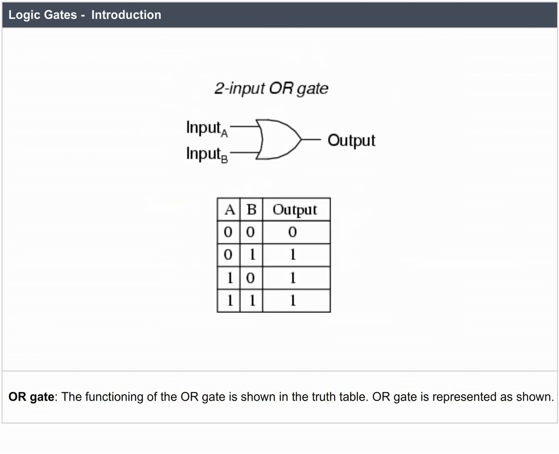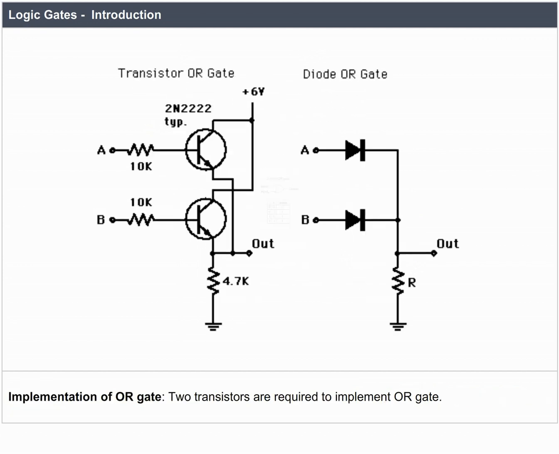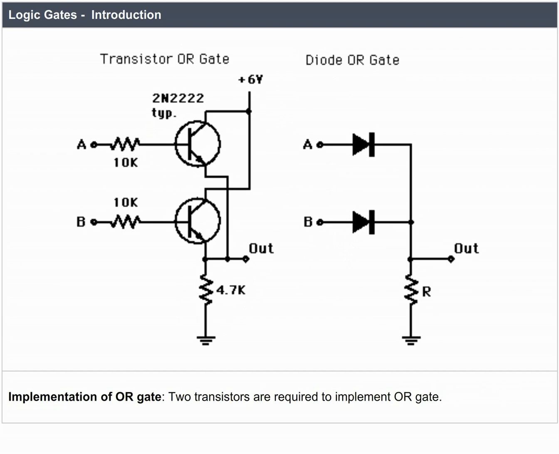OR gate. The functioning of the OR gate is shown in the truth table. OR gate is represented as shown. Implementation of OR gate. Two transistors are required to implement OR gate.